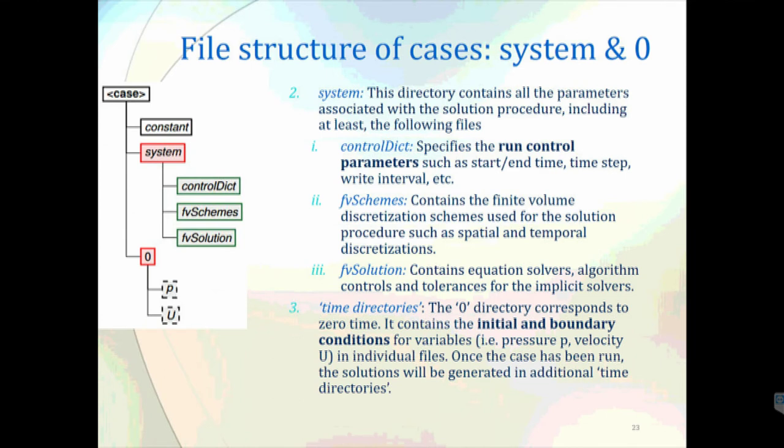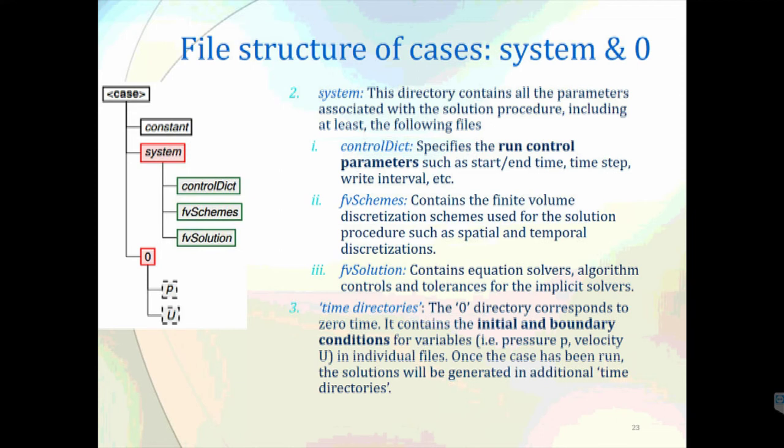Now for the first case, of course, you don't need to modify any of these things, but later on when you want to ensure that your case runs as per your required conditions, you may need to modify them. So I'll just briefly remind you that this other folder, the system folder, has this file controlDict, and this specifies the run control parameters at the start and end time.